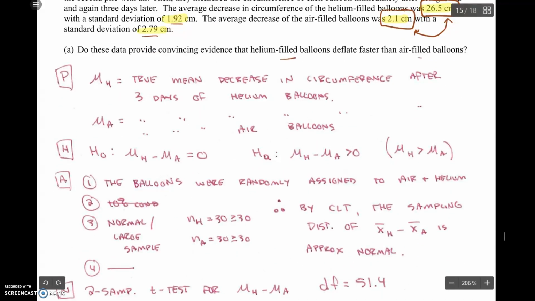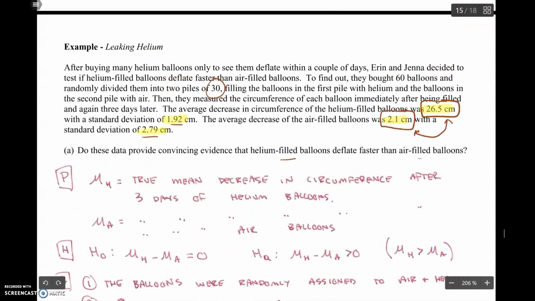P, parameters. Mu sub h is going to be the true mean decrease in circumference after 3 days of helium balloons. Notice I didn't say the true population mean. That would technically be incorrect because if we read this, I didn't do sampling from a population at all. I bought 60 balloons, not randomly. I just went and bought a bag of 60 balloons.